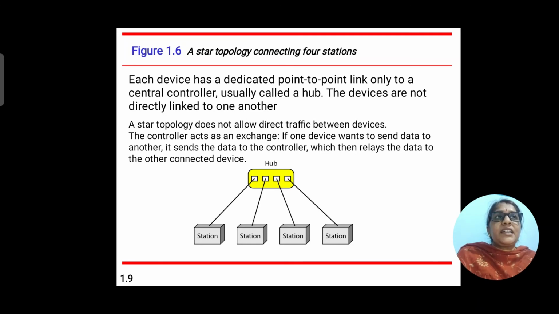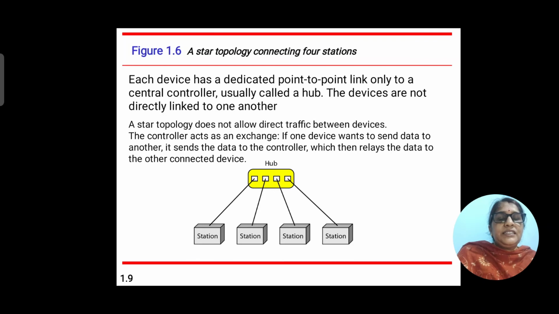The devices are not directly linked to one another. A star topology does not allow direct traffic between devices. The controller acts as an exchange. If one device wants to send data to another, it sends the data to the controller, which then relays the data to the other connected device.